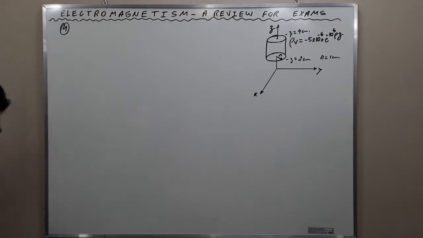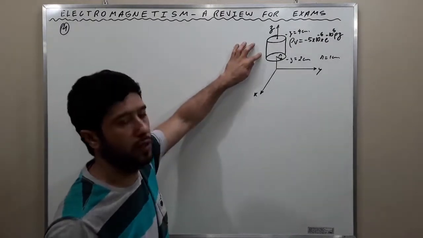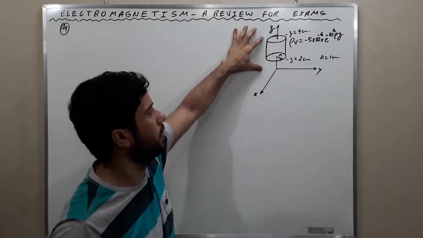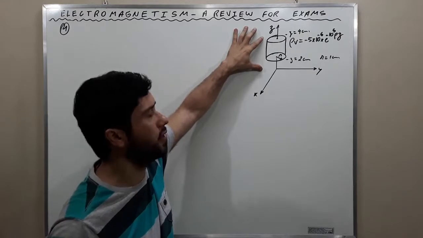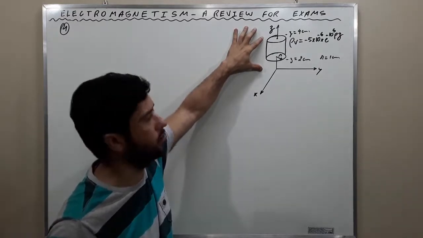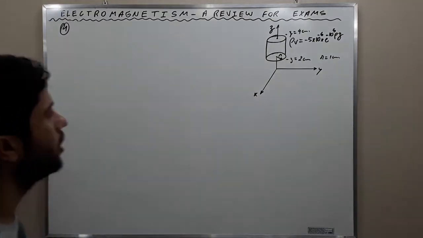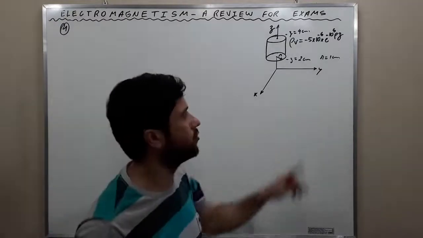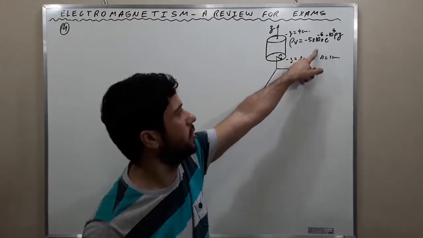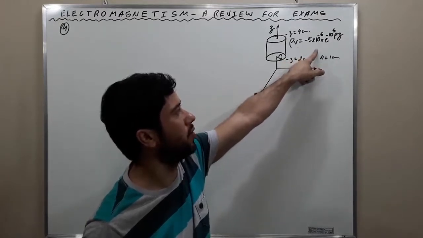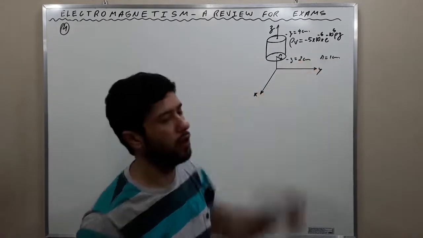Exercise 4 now. Calculate the total charge contained in a 2 centimeter length electron beam as shown by the figure. So this is the electron beam, and the length of the electron beam is 2 centimeters as expressed here by the height of this cylinder. And the volume density of charge is negative 5 times 10 to the negative 6 times e to the negative 10 to the 5 rho z.